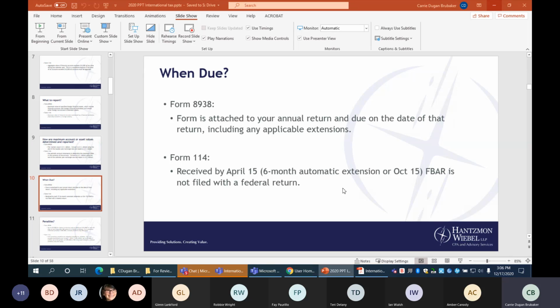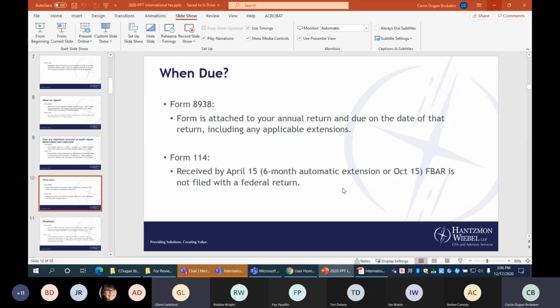And Glenn, maybe you can just clarify for me here. There was some talk that for 2020, they were going to extend it to December 31st, but then I think that was a mistake that got published. Is that correct? Still October 15th? I think so, but I'm not 100% sure about that. Oh, and while I'm talking, the FBAR has to be filed electronically, period. Yes. There's no paper way to file it.